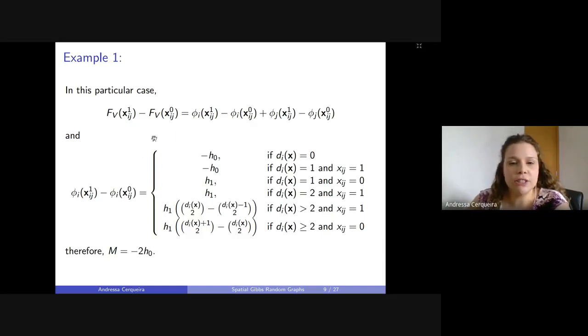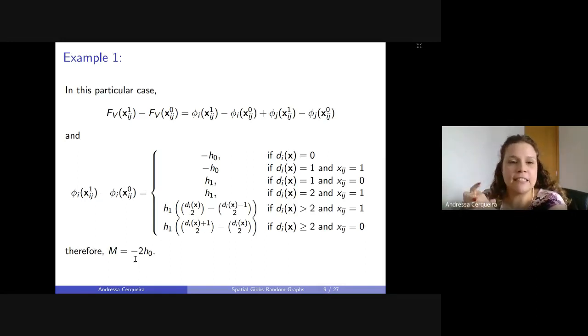Also, from this expression, we can see the lower bound for this difference. This is for fixed i and j, but it doesn't change if we change the nodes i and j. The lower bound for this difference is given by minus 2h0. Basically, this minimum here will be minus h0, and for the difference here it will also be minus h0. So we have 2 times h0.